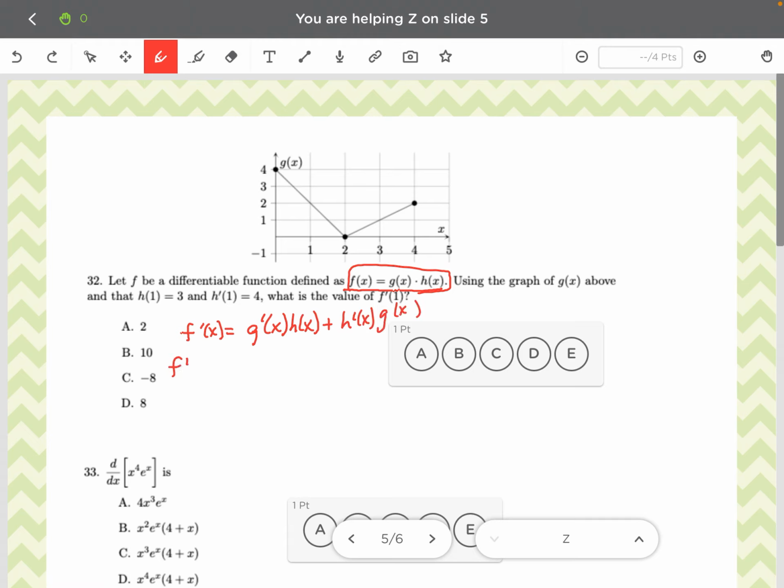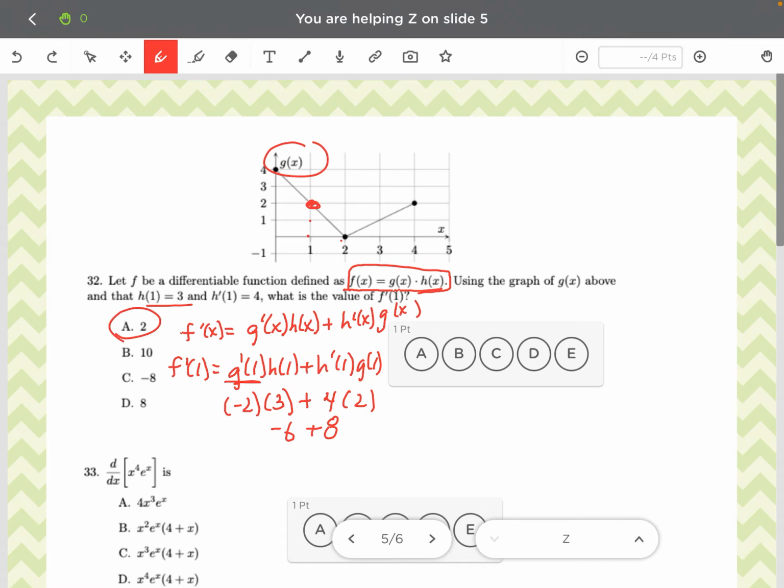And I want to know what happens at 1, so I'm going to plug in 1 for x. And then I'm going to pull all these values from what's given or from the graph. The graph that's given is g, so g prime of 1 would be the slope at 1. Notice I go down 2, to the right 1, so the slope of g at 1 is -2. h of 1 is given, they tell me it's 3. h prime of 1 is also given, which is 4. And then g of 1 is just the y value at 1, which happens to be 2 here. So I get -6 plus 8, which gives me 2, which would be a.